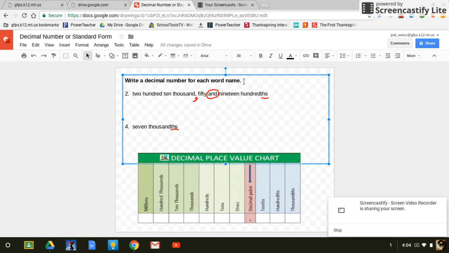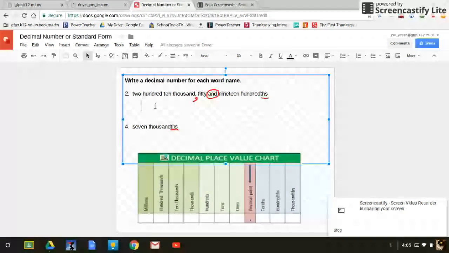Now, a decimal number is also going to be the standard form for the word form that we are seeing right here. The 200, 10,000, 50, and 19 hundredths is the word form. And then 7 thousandths is the word form. We are going to put these in decimal number form or standard form.